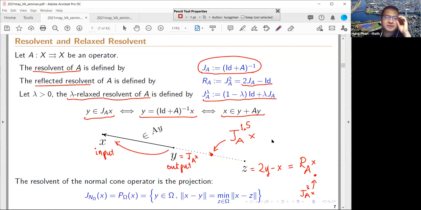All right, so the resolvent is actually a generalization of the projection. If the operator is the normal cone operator, the resolvent of the normal cone operator will be precisely the projection onto the set omega. And many classes of operators have a way to compute the resolvent, and that has been known by many researchers as well as engineers.